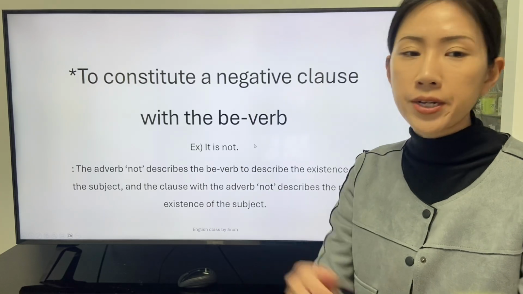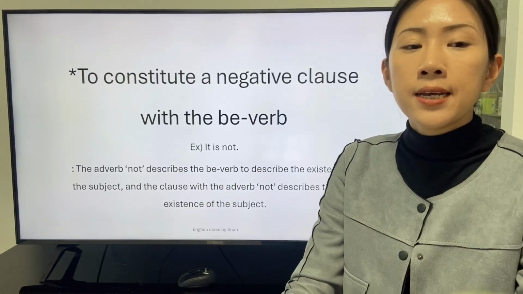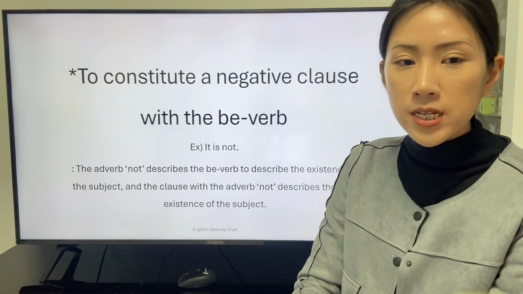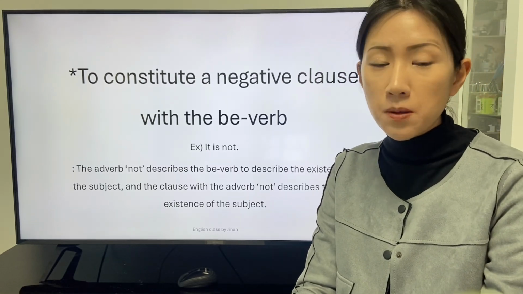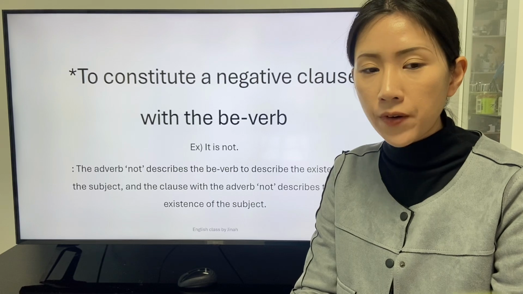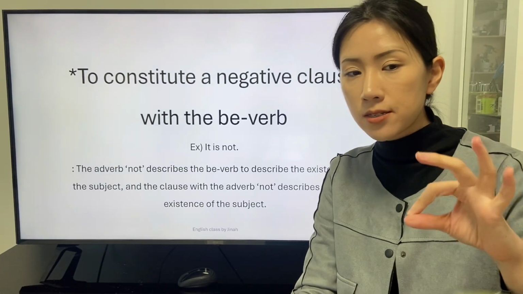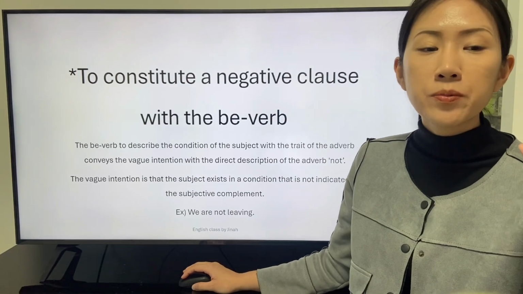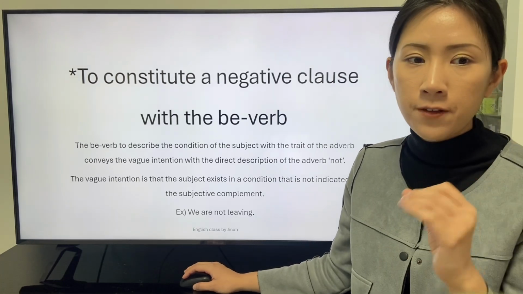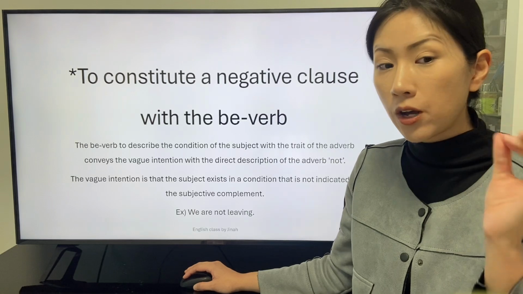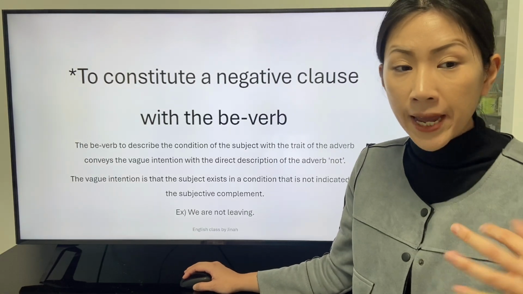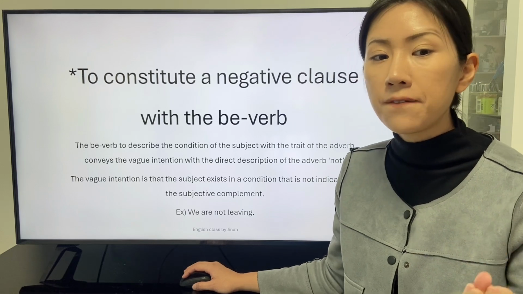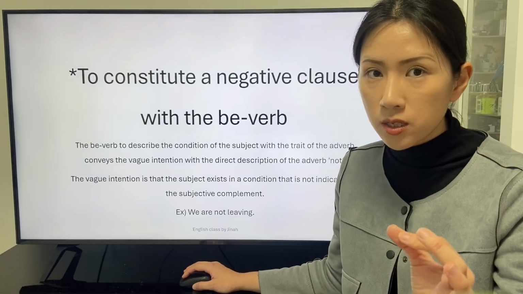There is an exemplary clause. It is not. The adverb not describes the be-verb to describe the existence of the subject, and the clause with the adverb not describes the non-existence of the subject. The be-verb to describe the condition of the subject with the trait of the adverb conveys the vague intention with the direct description of the adverb not.